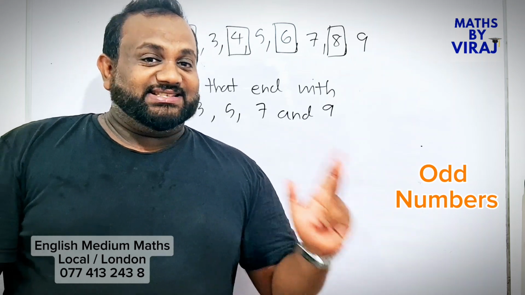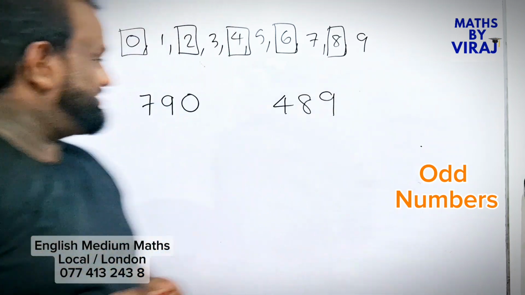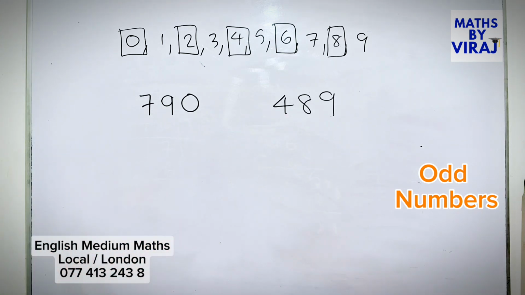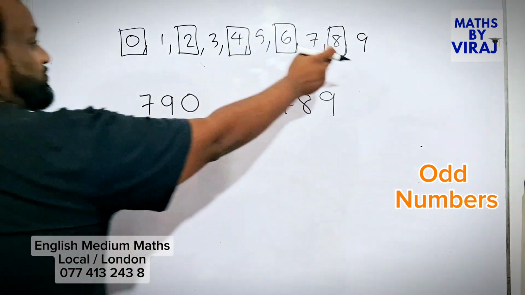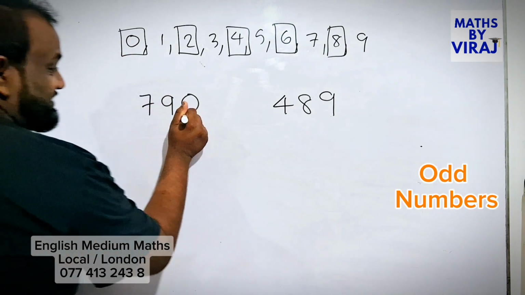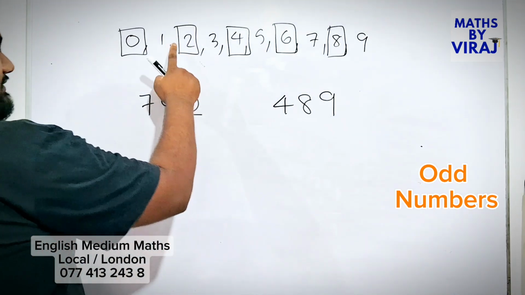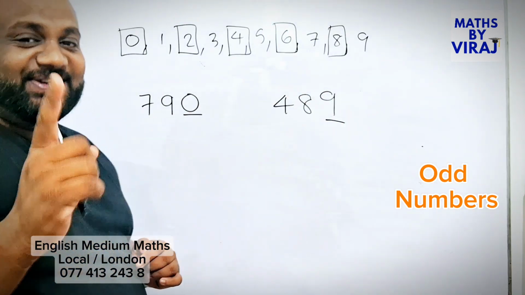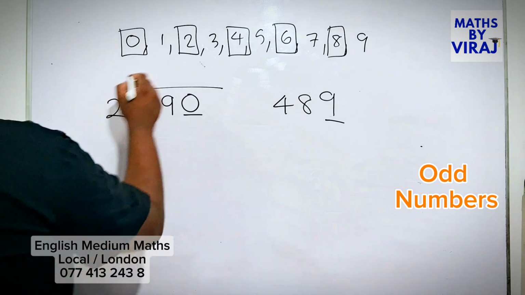Let's take two examples and see whether each is an odd number or an even number. Children, I have two numbers: 790 and 489. Which number is an odd number? Let's see. 7 is an odd, 9 is also an odd, 0 is an even. 790 ends with a 0, so it is an even number. 4 is an even, 8 is an even, but 489 ends with a 9. If it ends with a 9, it is an odd number. But when you divide it you will understand more. Divide by 2.